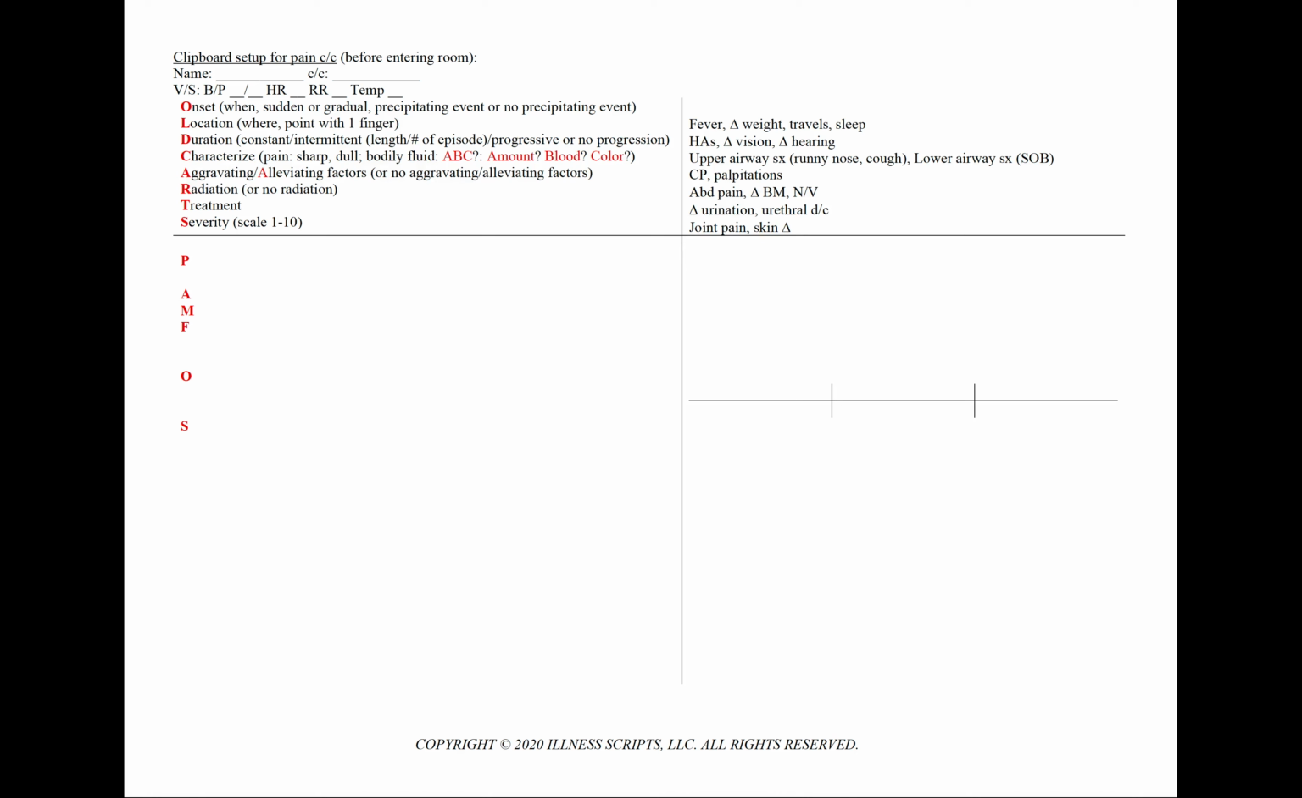Aggravating and alleviating factors, or if there are none, we'll write no aggravating and alleviating factors to show that we asked. Radiation or no radiation, treatment, and severity on a scale of 1 to 10.